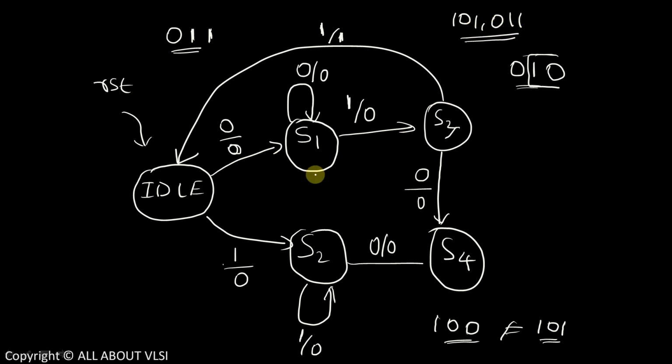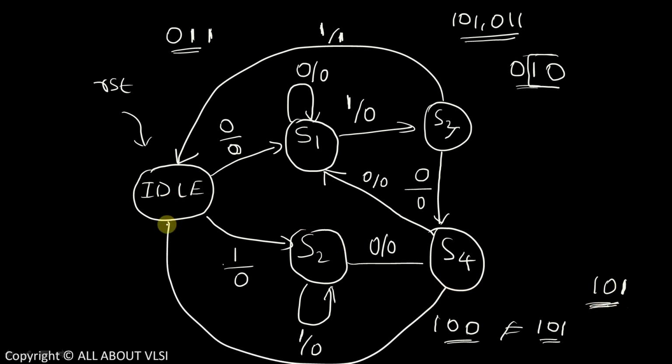So that's why you are going to S1 state when your input is equal to 0 and your output is equal to 0. But if you are in S4 state, you have the sequence 1 0, and if you get one more 1, then your sequence has been detected and you will simply go to idle state if your input is equal to 1 by making your output 1. So this is how we are going to design a Mealy sequence detector for non-overlapping multiple sequences.